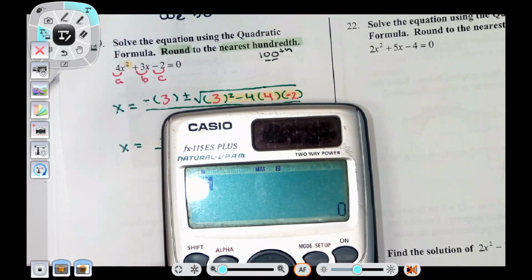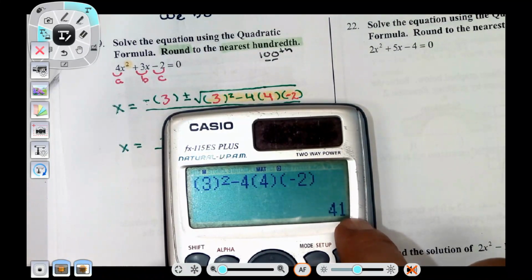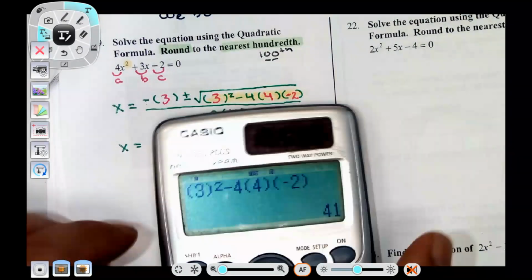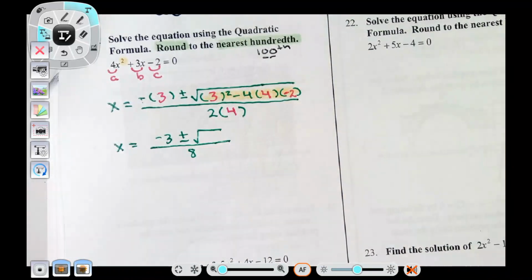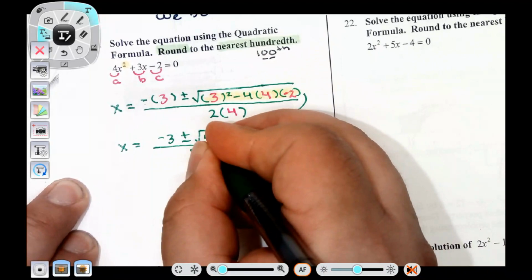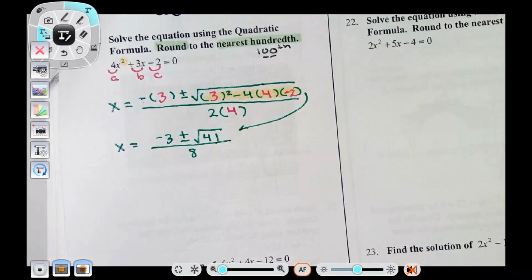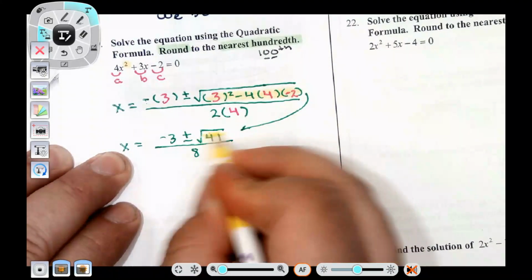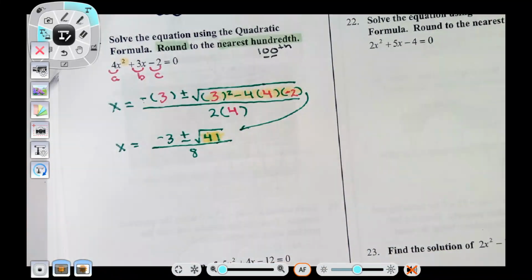Parentheses 3, parentheses power of 2, minus 4, parentheses 4, parentheses negative 2. You got to use that negative button. All right, look at what we get. We get a 41. That 41 is what's going to go in here. There's my 41 that the calculator gave me as a result. But remember, it is positive.